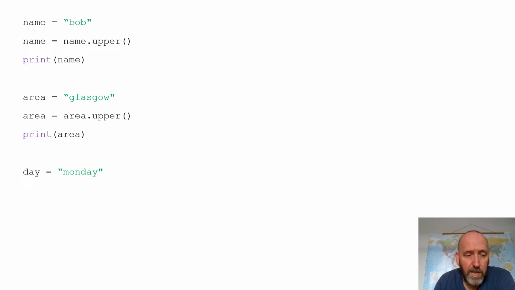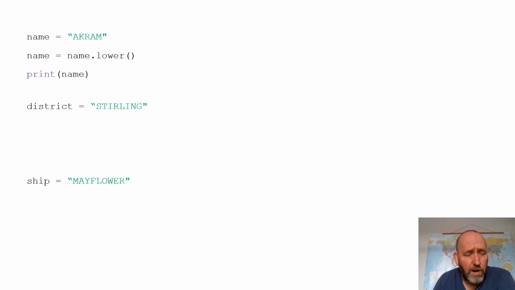And there we are. Area equals area.upper(). Day equals day.upper() with your two brackets. Remember, you have to have the brackets. That's the method. Here we are for lowercase. Name equals Akram. Print name.lower(). It would be lowercase AKRAM.